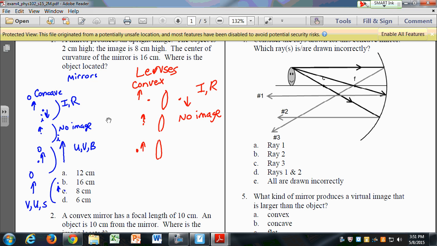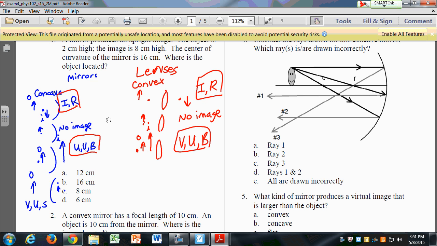And if I'm inside the focal point, there's my object. My image is right there. That is a virtual, upright, bigger image. So you see it's the same as what I had over here. Similarly, this is the same here and here.